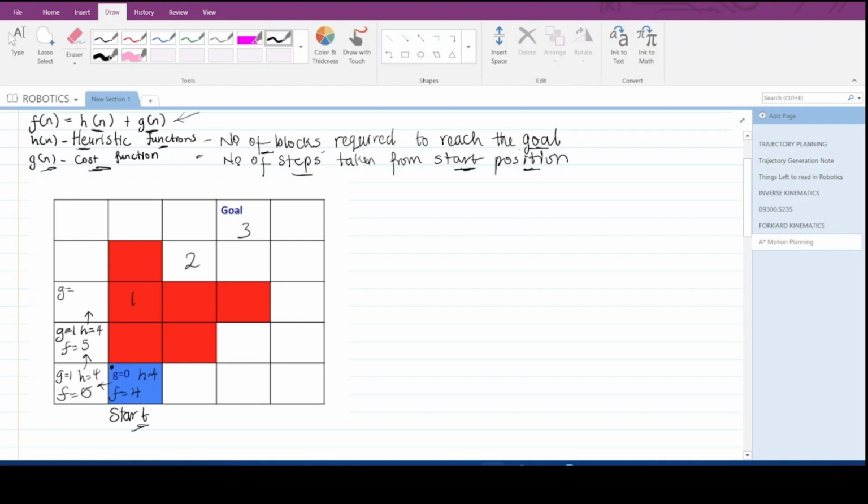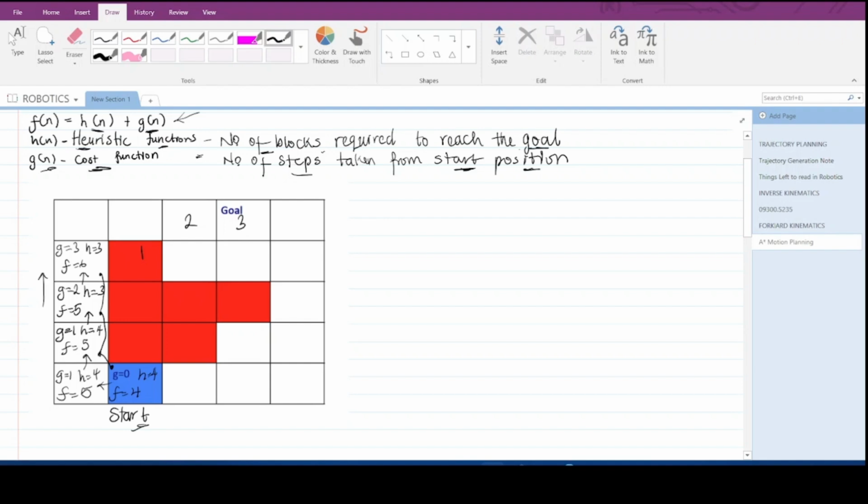Here g is going to be equal to, so we have moved 1, then 2. So g is going to be equal to 2. h is going to be equal to 1, 2, 3. h is equal to 3, which means f is equal to 5. Okay, let's move up here. Here g is going to be 1, 2, 3. g is going to be equal to 3. And now let's count for h. We're starting from this block. So 1, 2, 3. And that means h is equal to 3. That means f is equal to 6.